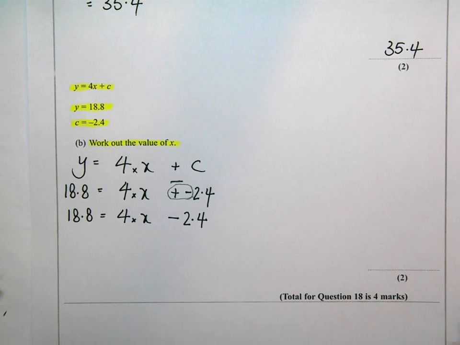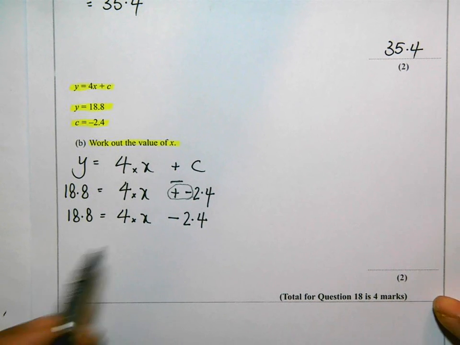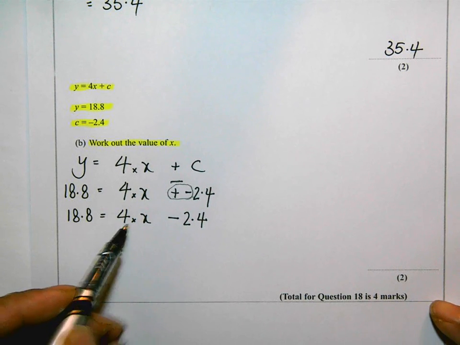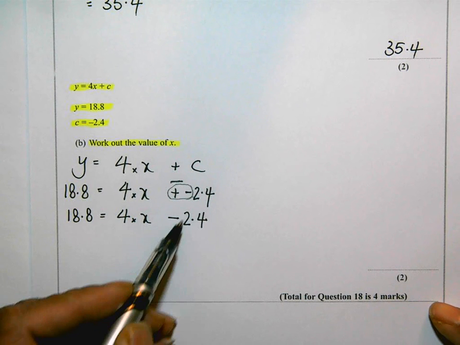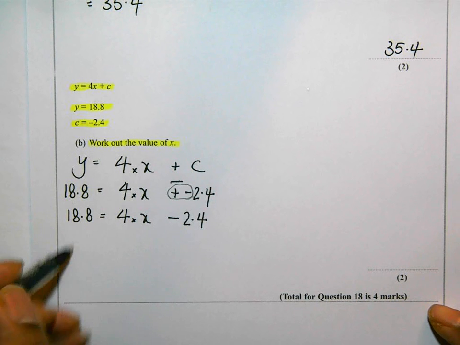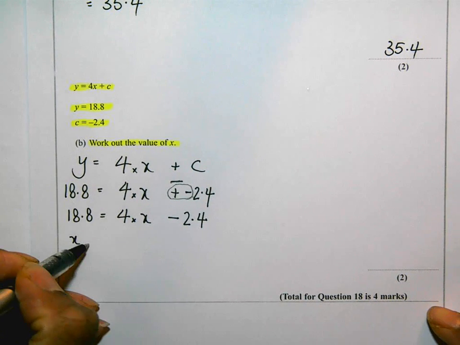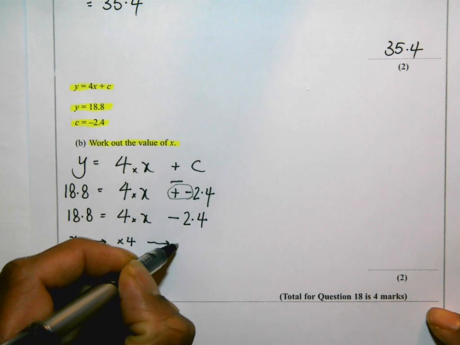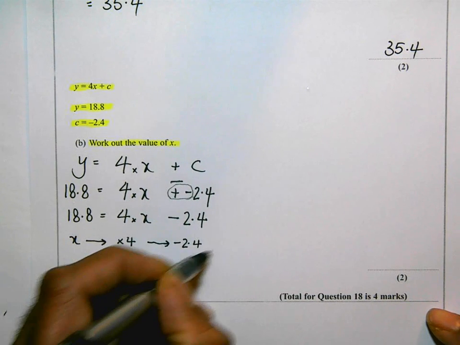Now, I need to rearrange or solve this equation. And when you do that, you do the opposites of things. There are a couple of different ways I could do this. I'm going to use a simple flow diagram method for this. If you start with x, the first thing that happens to x is you times by 4, and then you take away 2.4, and then the answer you get is 18.8. I'm going to write that down: x, times it by 4, then take away 2.4, and that gave me 18.8.